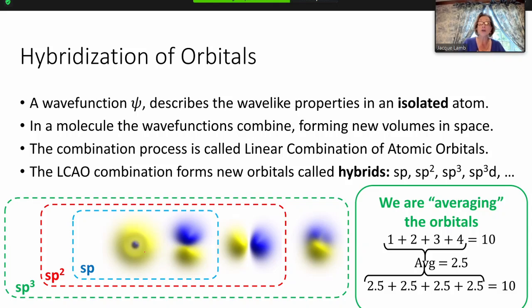So in a molecule, the wave functions can combine, forming new volumes of space. And the property we use is the linear combination of atomic orbitals. So LCAO, or linear combination of atomic orbitals, forms new orbitals that we call hybrid orbitals. And we identify them based on the atomic orbitals that are used to make them. So an sp is a combination of the s orbital and one p orbital. sp2 is a combination of one s and two of the p orbitals.